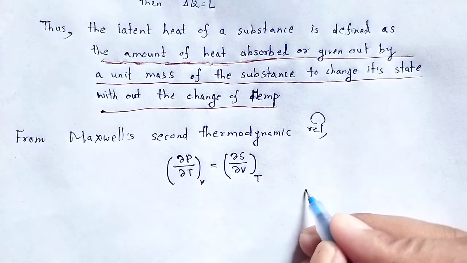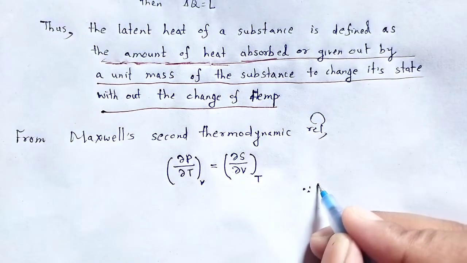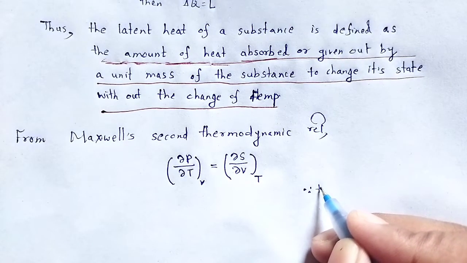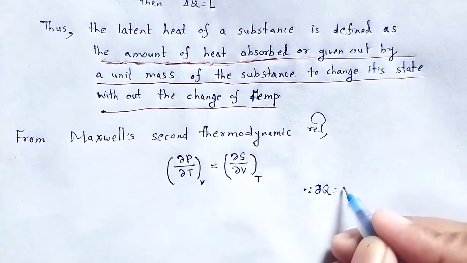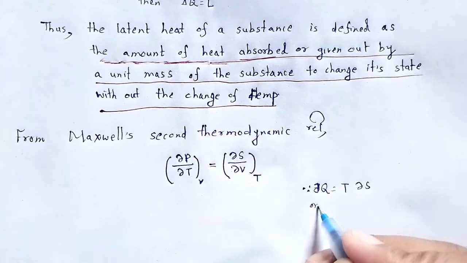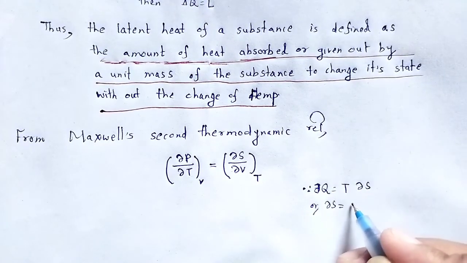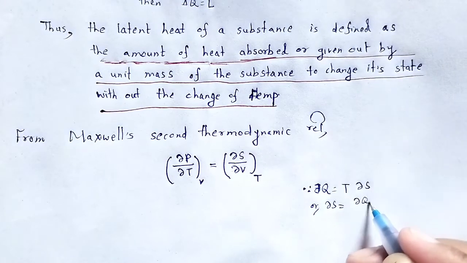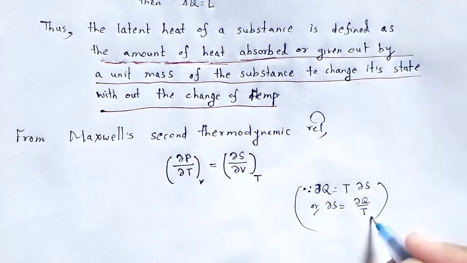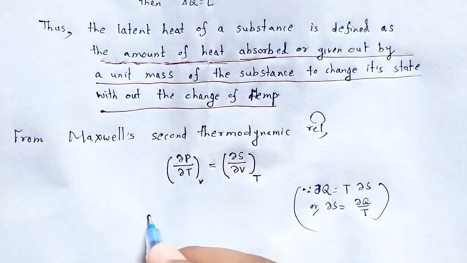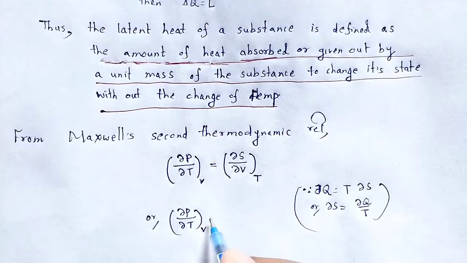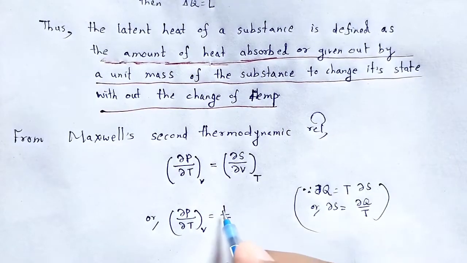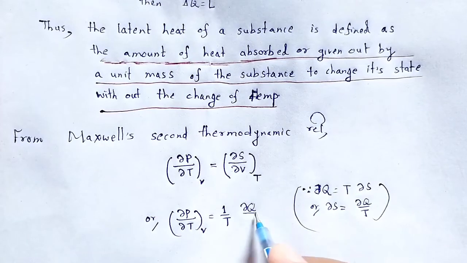Here we have to substitute. We know that the entropy, according to the second law of thermodynamics, dq is equal to TdS. Therefore, del S will be del Q by T. Putting this value here, we have del P by del T at constant volume is equal to 1 by T del Q by del V at constant temperature.